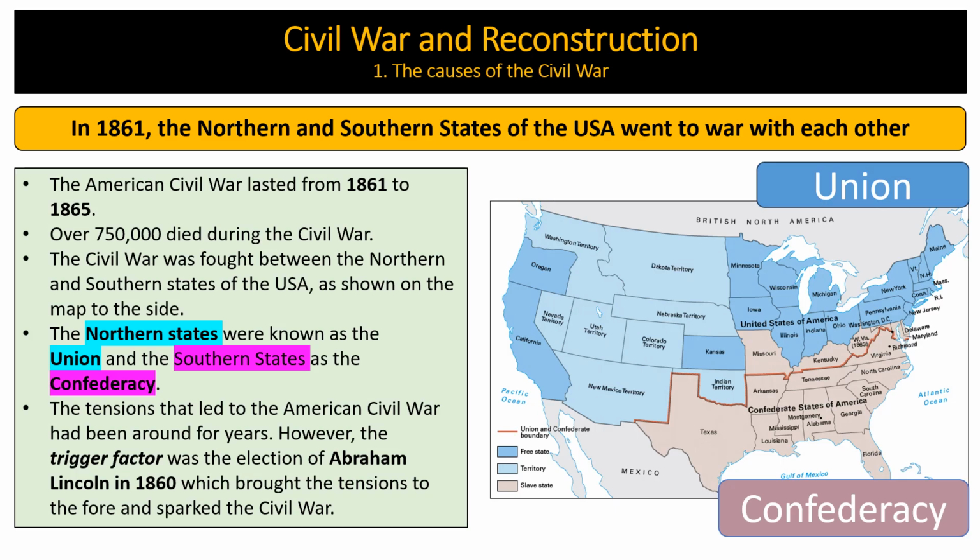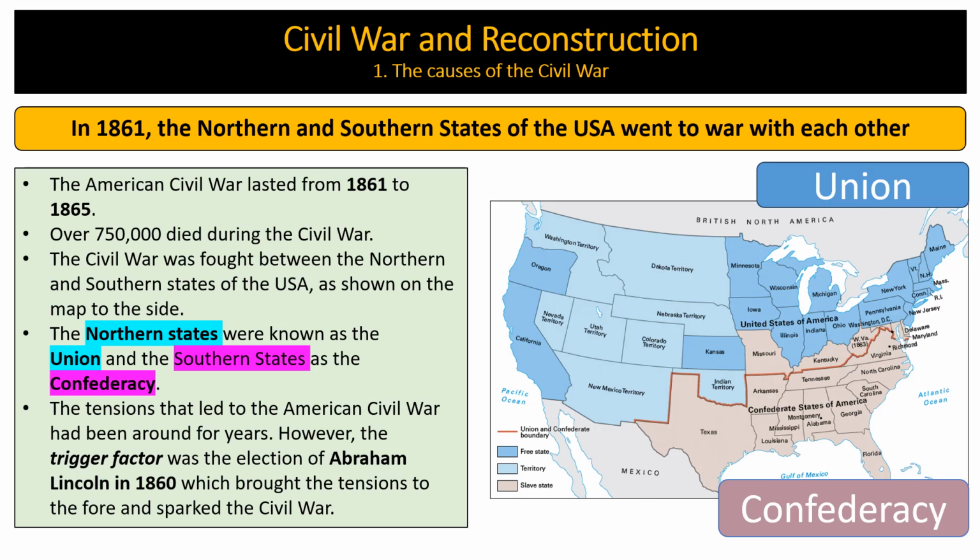So in 1861, the northern and southern states of the USA went to war with each other. The American Civil War lasted from 1861 to 1865, a very tragic event. 750,000 died during the Civil War. The Civil War is fought between the northern and southern states of the USA, as shown on the map. The northern states were known as the Union and the southern states as the Confederacy.